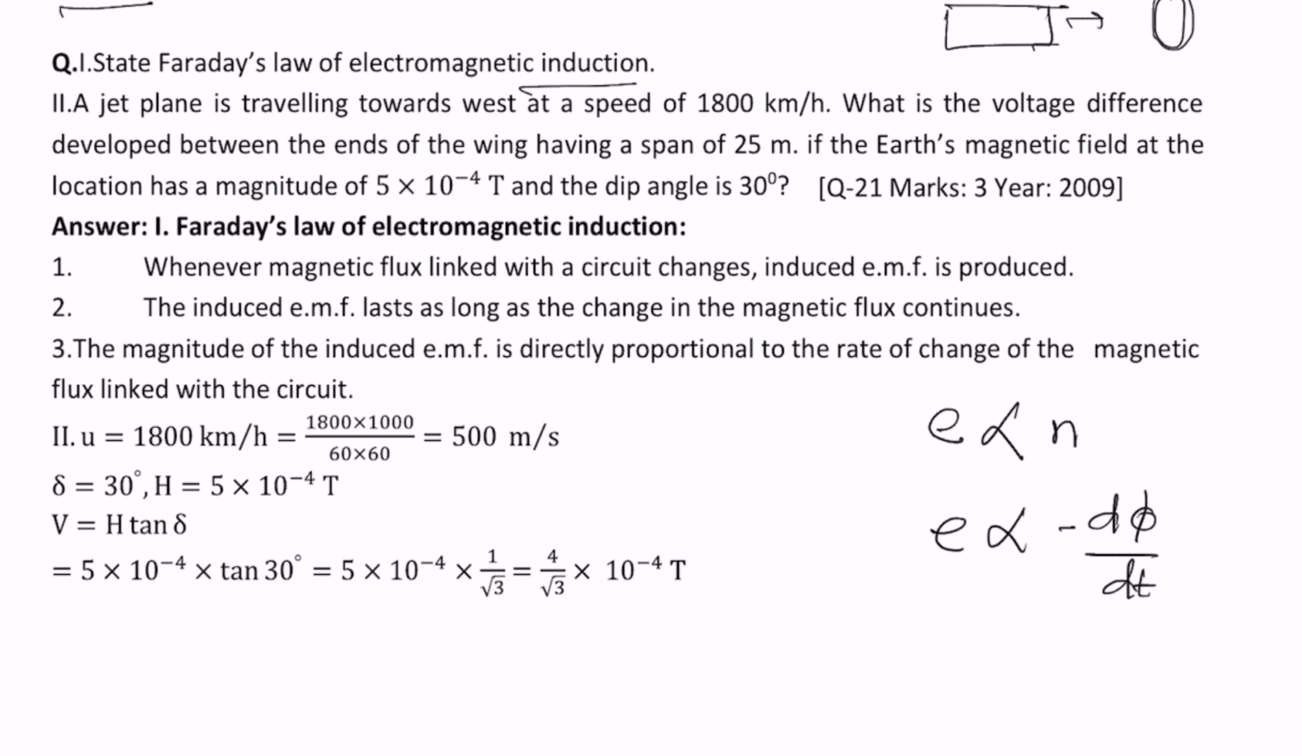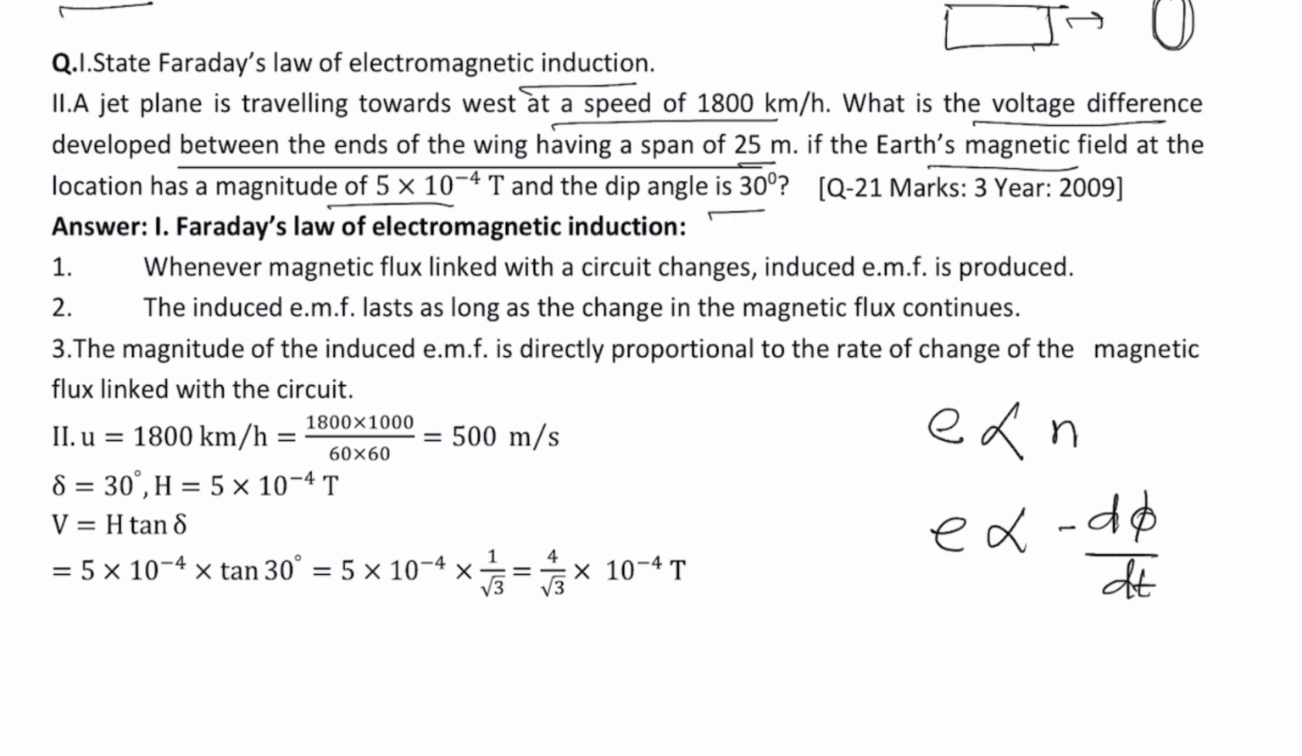Now the second part of this question: a jet plane is traveling towards the west at a speed of 1800 kilometer per hour. What is the voltage difference developed between the ends of the wings having a span of 25 meter width, if Earth's magnetic field is given as 5 × 10^-4 Tesla, and the angle of dip is given as 30 degrees?